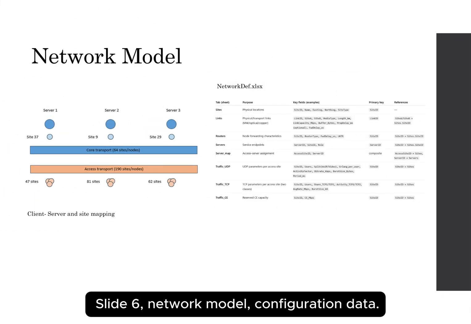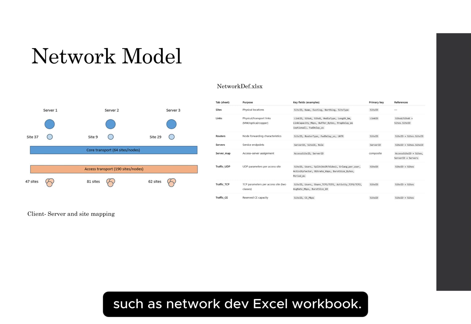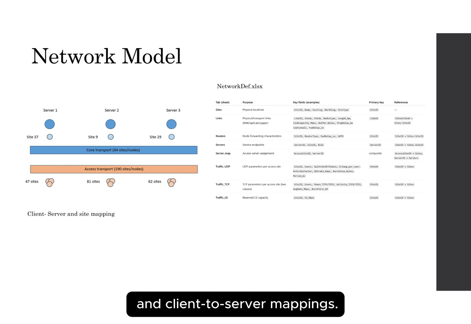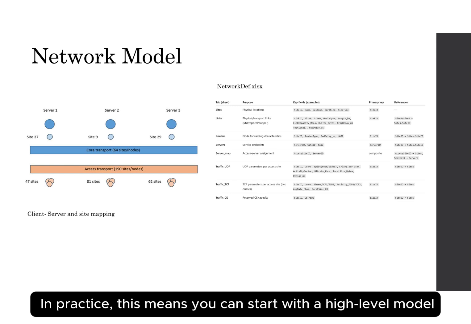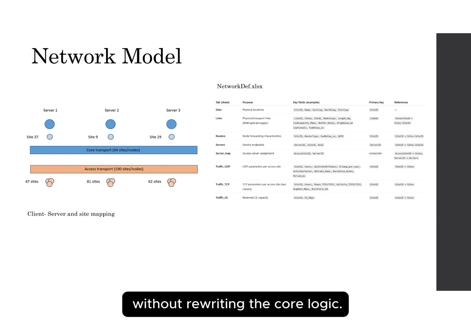Slide 6, network model, configuration data. All network configuration data is stored in structured input files, such as the network def Excel workbook. This includes site definitions, link properties, router characteristics, and client-to-server mappings. By separating data from code, NETAN allows the same simulation engine to be reused for different networks. In practice, this means you can start with a high-level model and gradually refine it as better data becomes available, without rewriting the core logic.